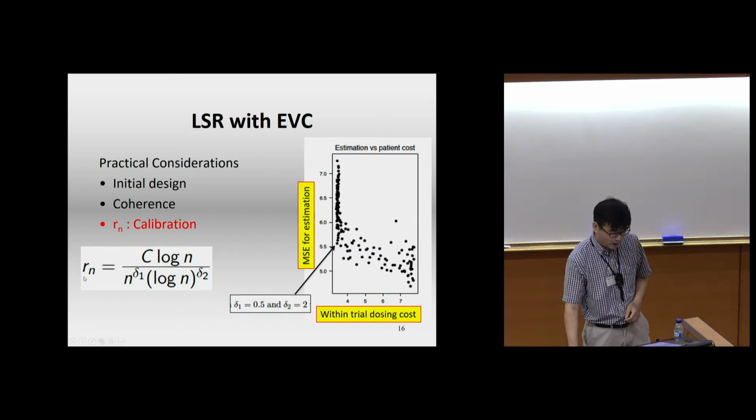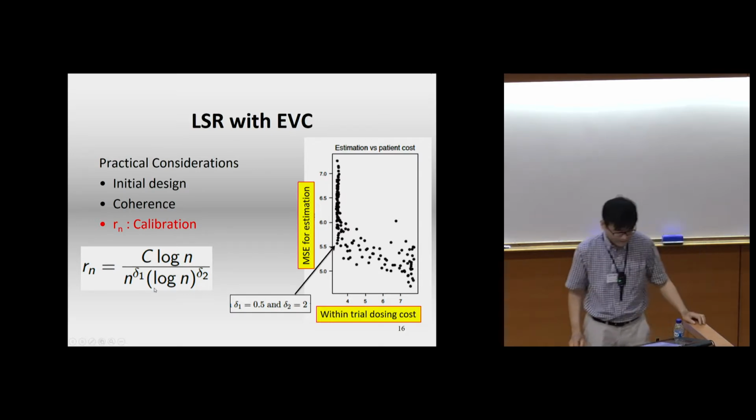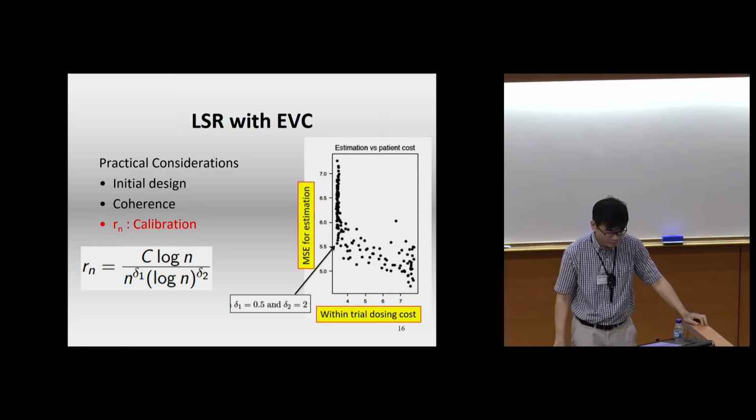It means that R will converge to 0 at a rate of square root n and log n. So this is actually a reasonable looking convergence rate in the literature.